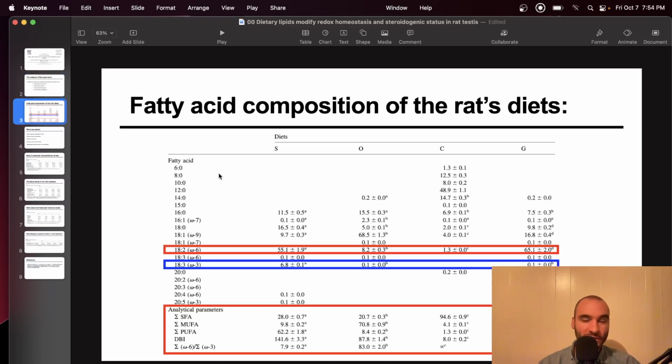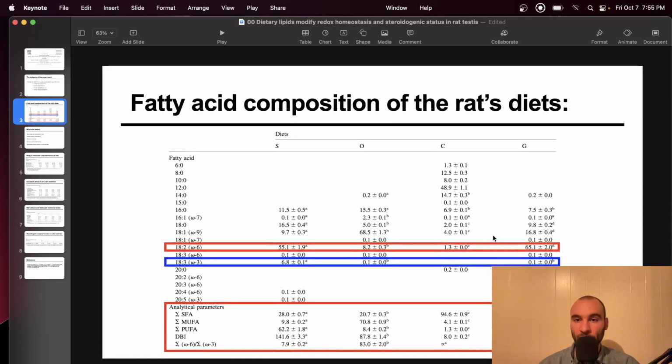Now, what does this look like in terms of fatty acid composition? So here we have the fatty acid composition of the rat's diet as a percentage. Now, this S group here is the soybean oil fed rats. The O group here is the olive oil fed rats. The C group here is the coconut oil fed rats. And the G group here is the grapeseed oil fed rats.